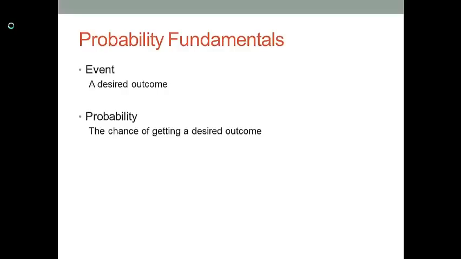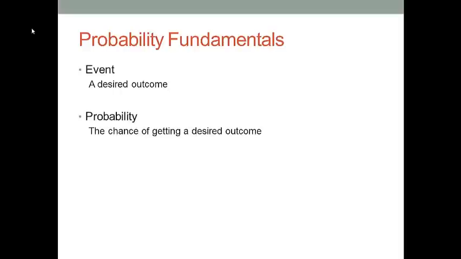We need to figure out two concepts. The first one is event. An event is a desired outcome. It can be any outcome you desire. For instance, if we want to reach $10,000 net profit in the first quarter, then getting the $10,000 net profit will be the event in our analysis.